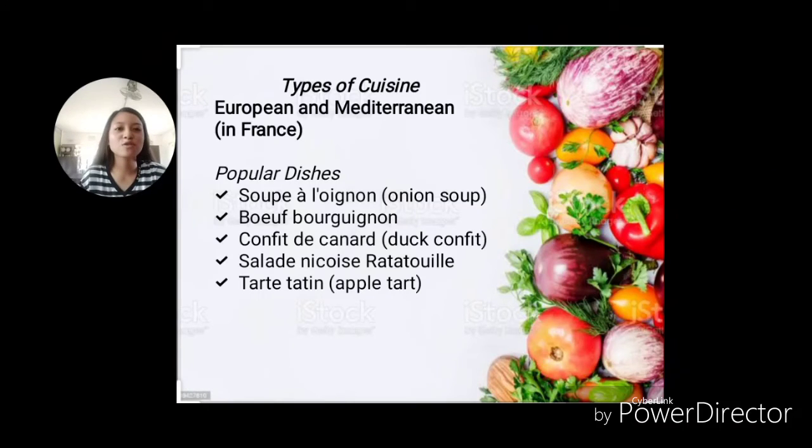These are the types of cuisine: European, Mediterranean, in France. Popular dishes: soupe à l'oignon, boeuf bourguignon, confit de canard, salad, ratatouille, tartine, or apple tart.